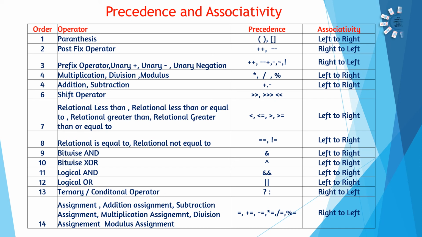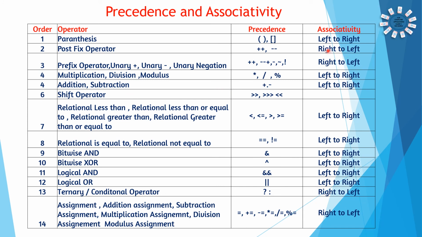That means first of all parenthesis, the most important is parenthesis, then postfix second, then prefix, unary plus, unary minus, and addition and subtraction, shift operator, relational operators, then equality, then bitwise AND, XOR, OR, logical AND, logical OR, ternary, and assignment. So we have to keep this table in mind when we are evaluating an expression. According to the priority, the expression will be evaluated, and the signs are given here.